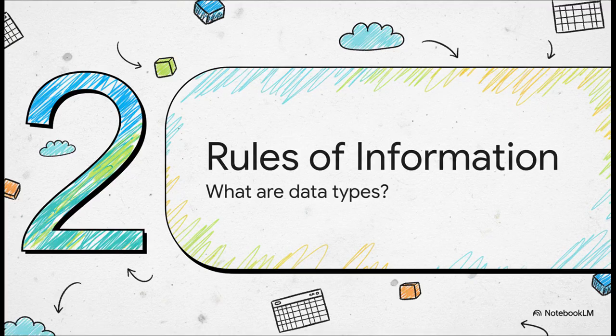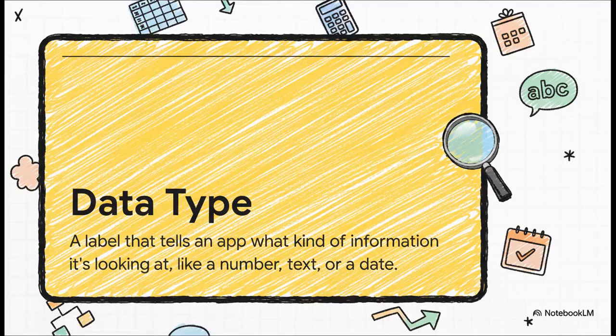Okay, now for the main event, the rules of information. See, if you want to build anything, you have to understand your materials, right? And in the digital world, our material is data. The rules that tell us how to use that data, we call those data types. So let's break that down. So what on earth is a data type?